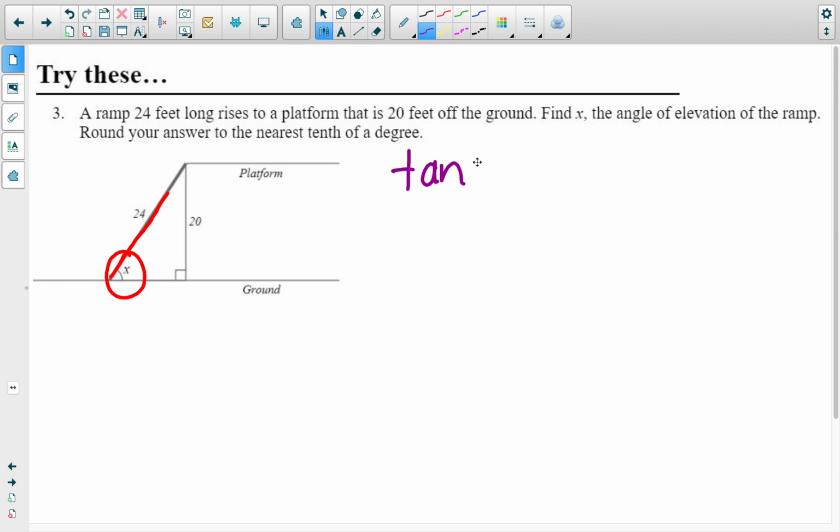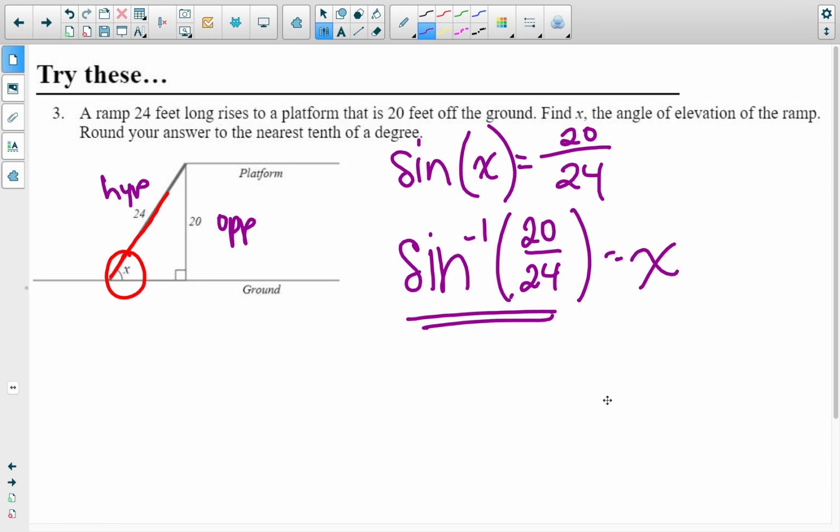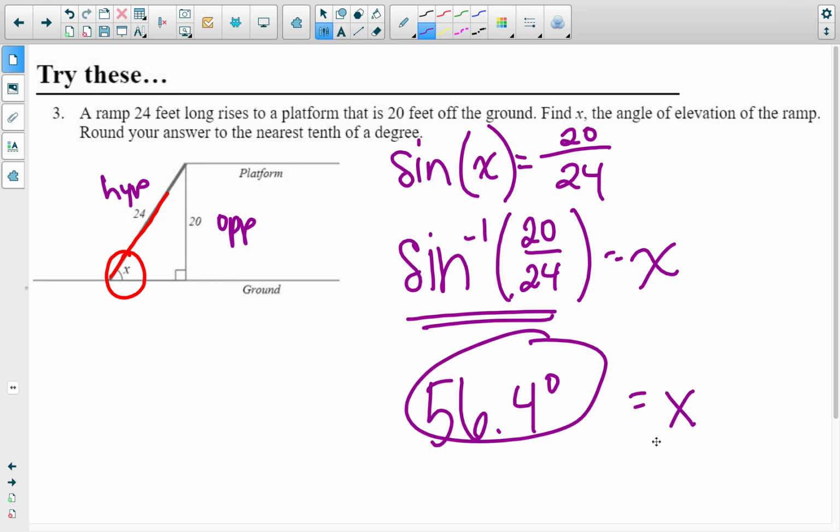So we can take the tangent of x, and that's equal to the opposite. Oh, excuse me. This is the hypotenuse, isn't it? So instead of taking tangent, we want to take the trig function that represents opposite and hypotenuse. So we want to take sine. Okay, equals 20 over 24. We got to take the inverse sine of both sides, so we end up with the inverse sine of 20 over 24 is equal to x. Evaluate this in your calculator, and you should get 56.4 degrees for x.